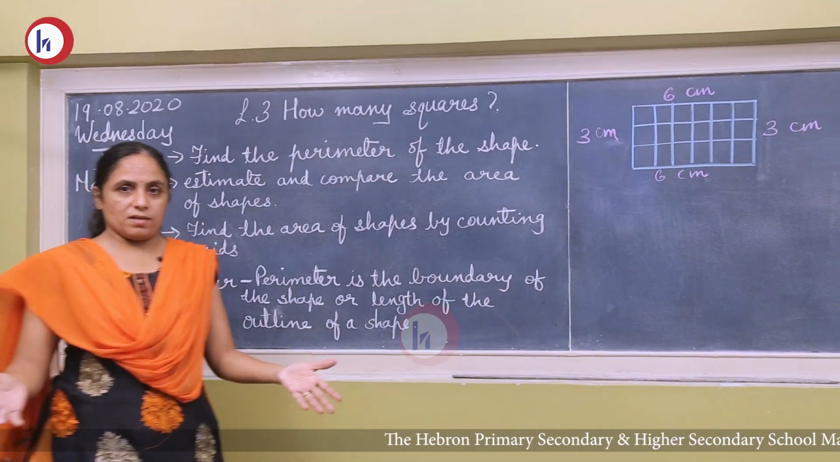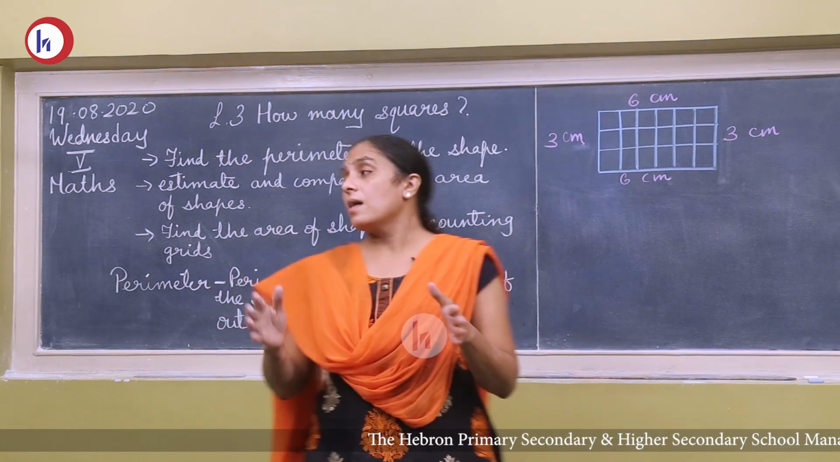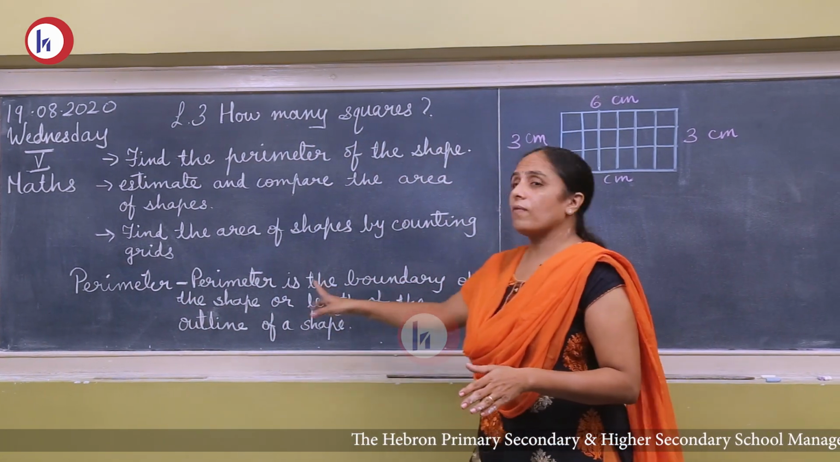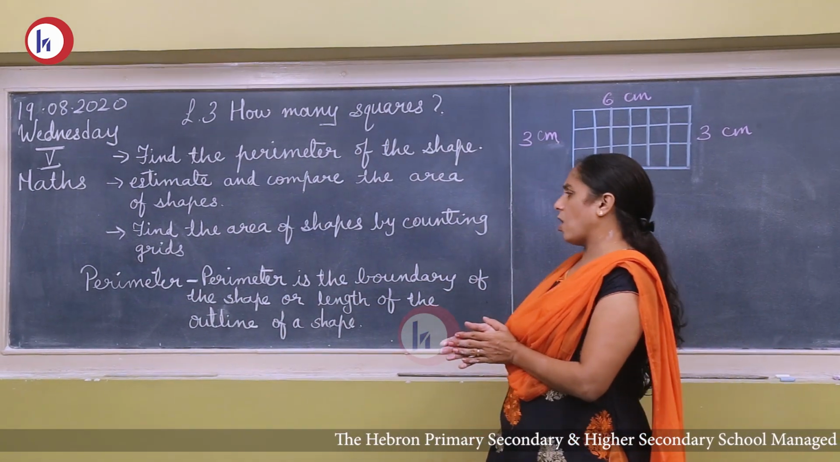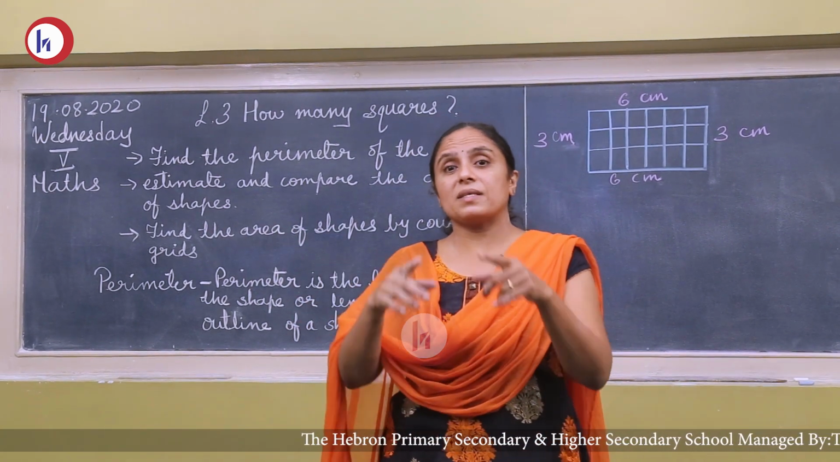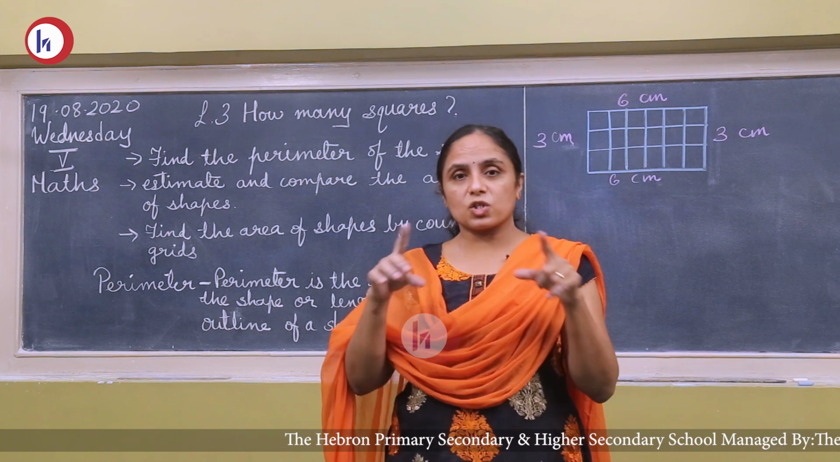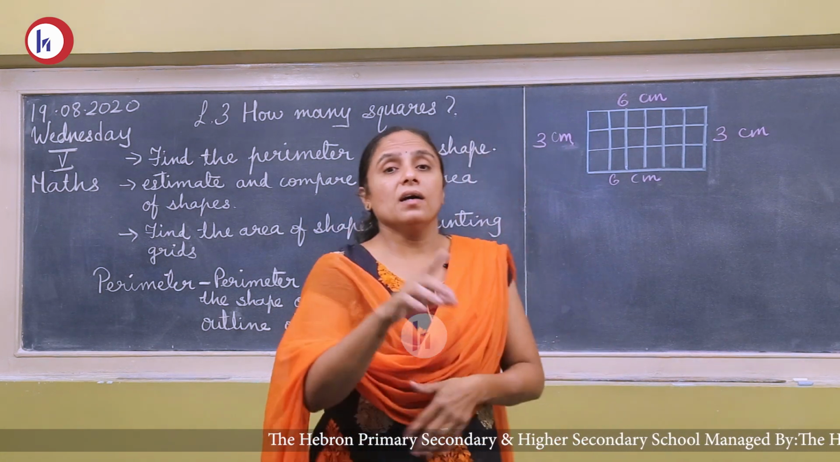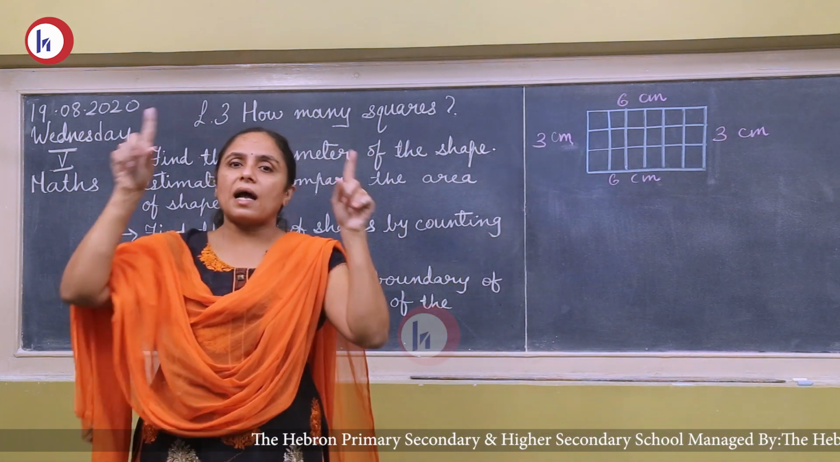What is perimeter? Perimeter means the boundary of the shape or length of the outline of a shape. Any shape. The shape is not fixed. The shape is triangle, rectangle, square, any figure. That shape, outline of the shape.